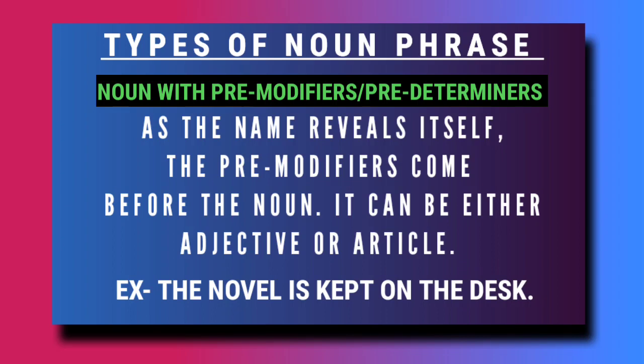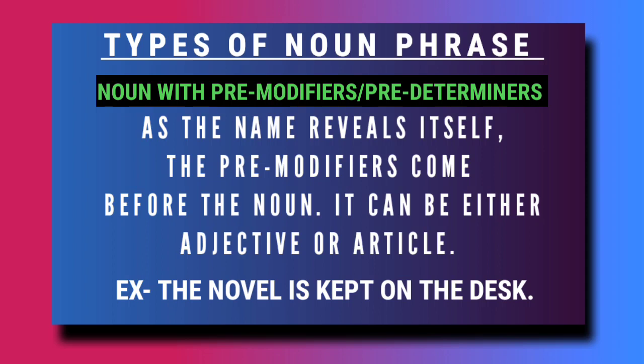Next we shall discuss types of noun phrase. Noun with premodifiers or predeterminers, sometimes we call predeterminers as well. And the second one is noun with postmodifiers or postdeterminers. So at first we shall know what is noun with premodifiers.